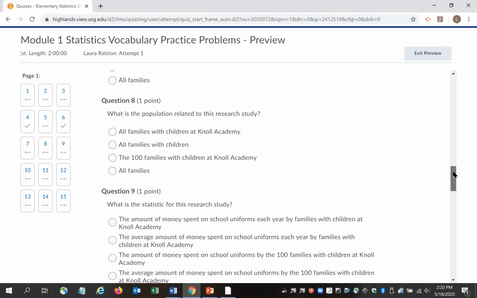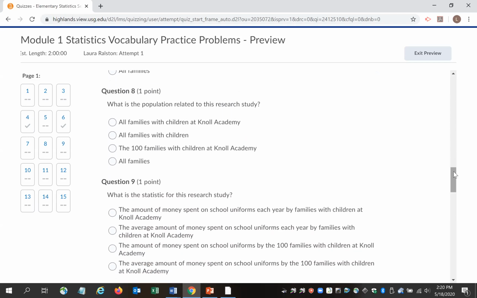All right, number 8 on mine is the population. So what was your big picture? All the families at the academy. Okay, all the families with children at the academy. Again, the other 2 options there with the word all are like distractors, so to speak. Again, remember to put the details in.